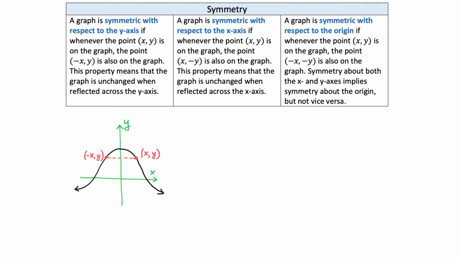Now let's see the second definition. A graph is symmetric with respect to the x-axis if whenever the point x, y is on the graph, the point x, negative y is also on the graph.